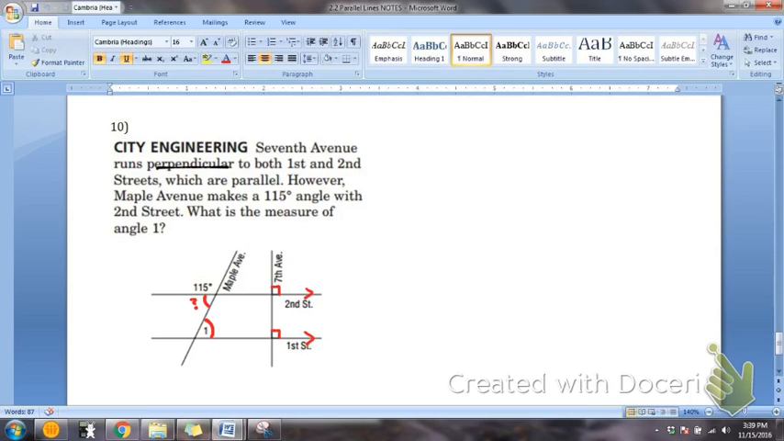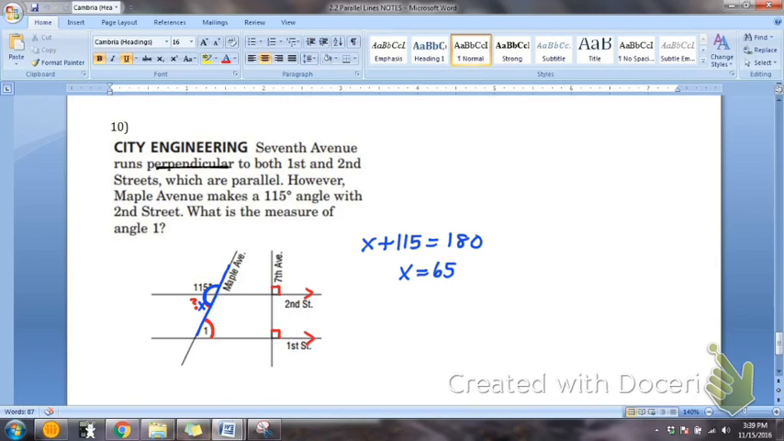So now let's talk about the angle that has a question mark. The angle with a question mark and 115 together, these make 180 degrees. Would you guys agree with that? They're a linear pair. So we're going to call the angle with a question mark x. And so I can say x plus 115 has to equal 180. So x is 65. If we subtract 115, we get 65.